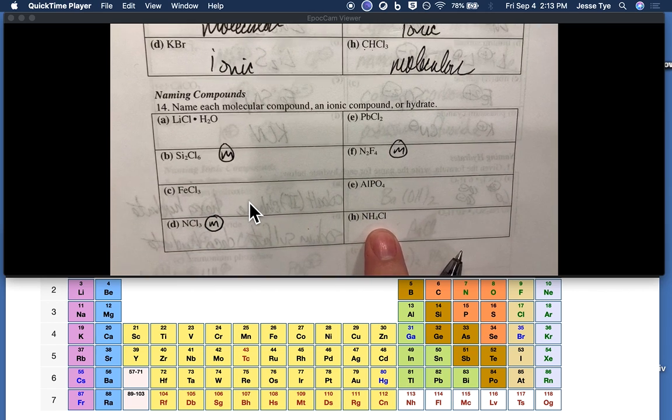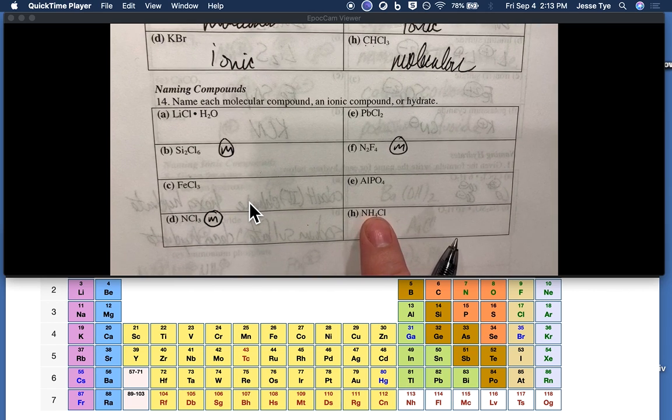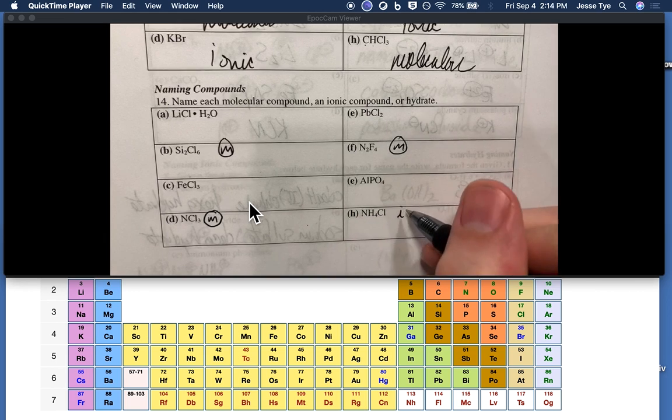This is the trick question that I've given you here. So if you see this NH4 group together, this is ammonium. And this is the only time where you have all nonmetals, so nitrogen, hydrogen, and chlorine are all nonmetals. But because you have this NH4 group in here, it is ionic.